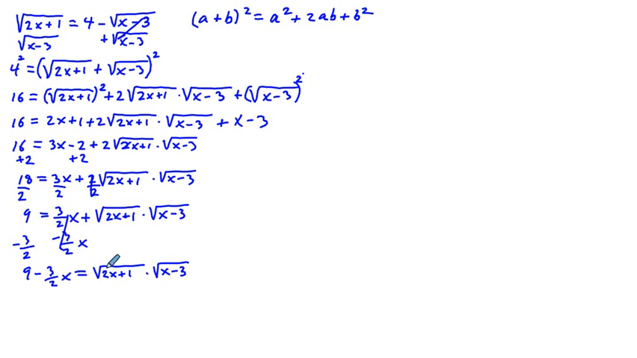Okay, what we still have now is a radical on the right side, so we're going to, again as we did earlier, square both sides of this equation. And when we do that, we get on the left side 81 minus, we're going to have 2 times 9. I'm going to work this on the upper right. So we're going to have 2 times 9 times negative 3/2 x.